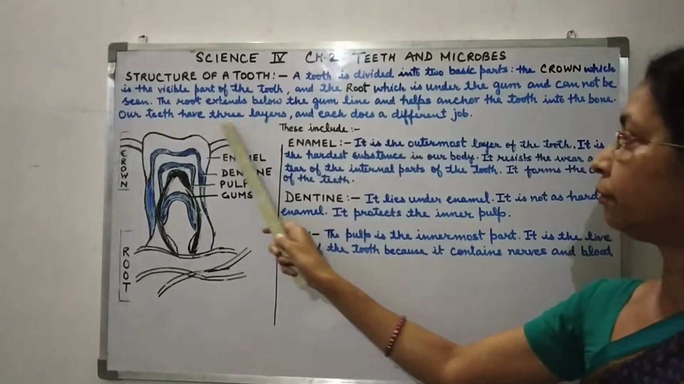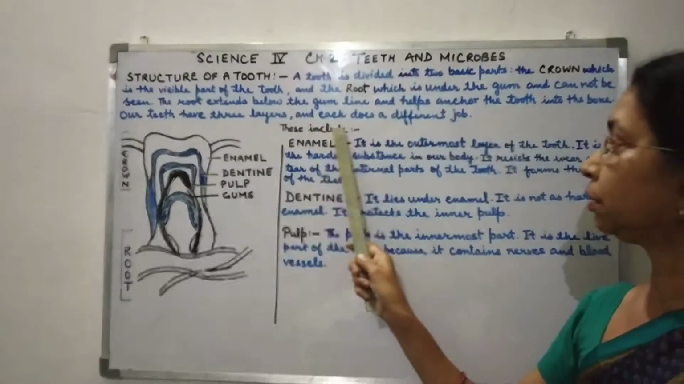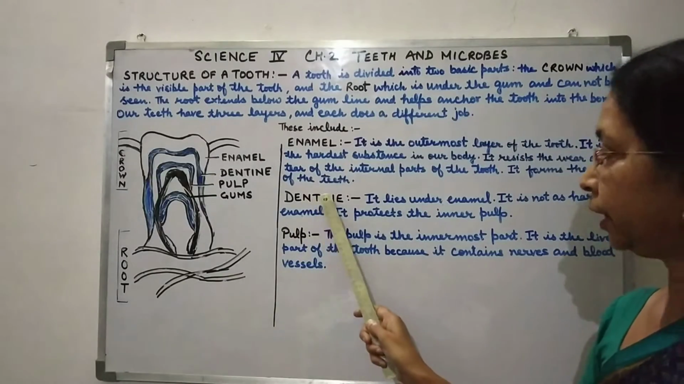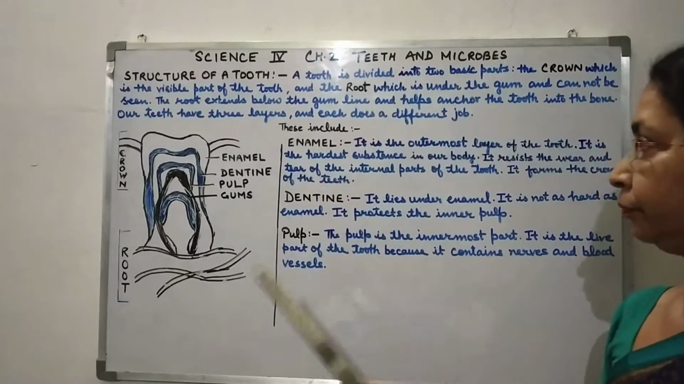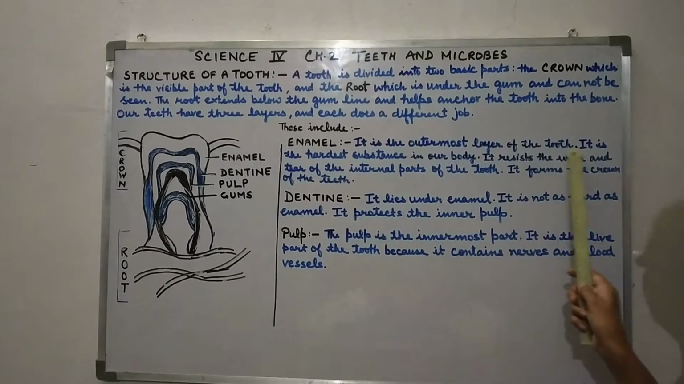Our teeth have 3 layers, and each does a different job. These include enamel, dentine and pulp. Now let us see what enamel is. It is the outermost layer of the tooth.